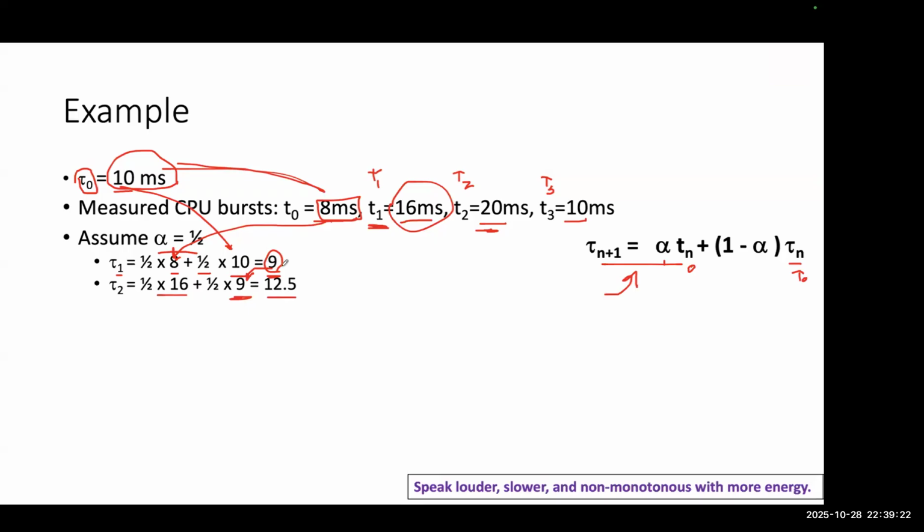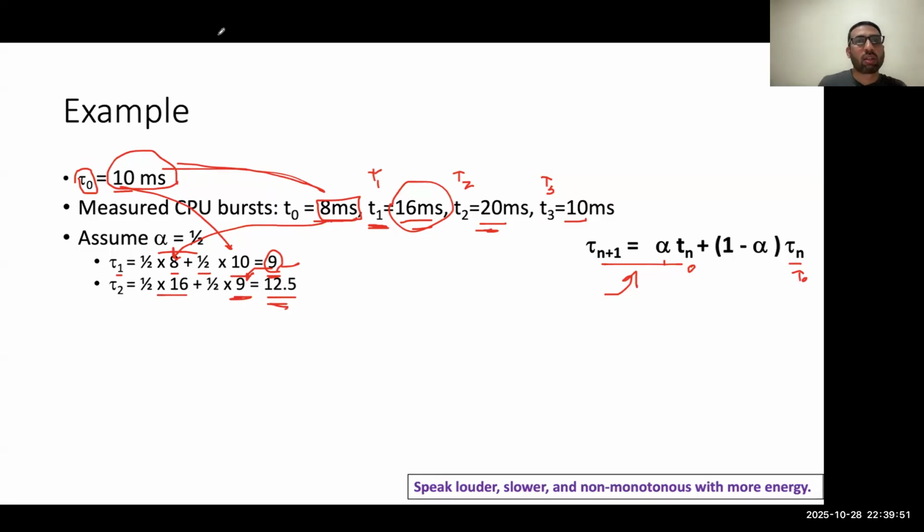Tau 1 is now 9, and then you run the process for the second CPU burst, and you measure it and it is 16 milliseconds. So you say, oh, there is a difference between my estimated value and the actual one: 16 minus 9, a difference of 7 milliseconds, but you have an estimate. Now, using the estimate for the second burst, tau 1 and T1, you can find the estimate for the next burst, which is 12.5. You just plug into the equation.